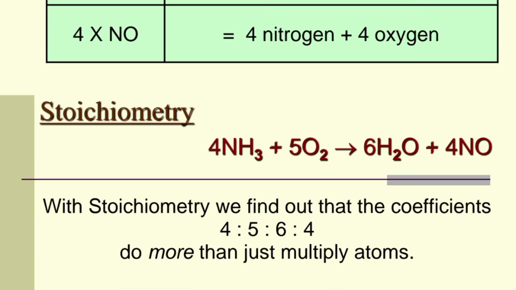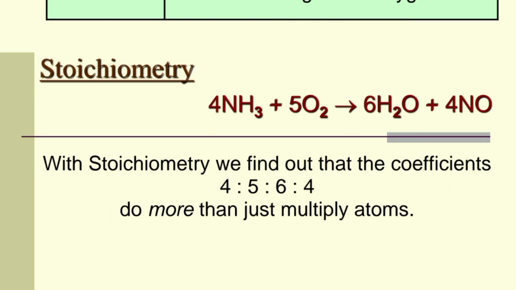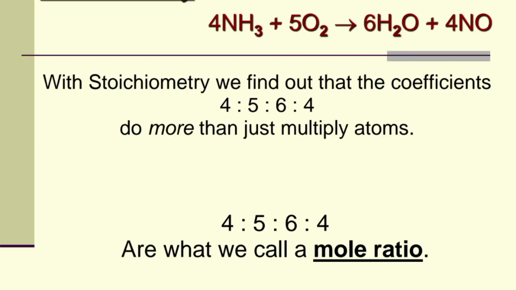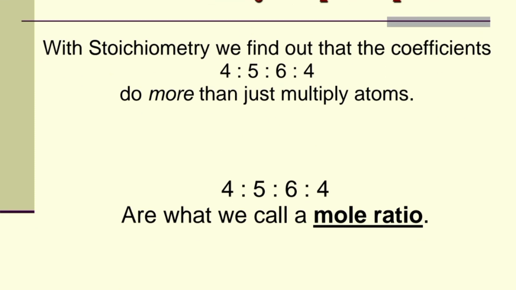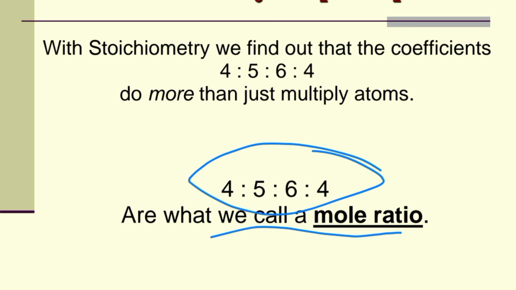With stoichiometry we have to find the coefficients. The coefficients 4, 5, 6 and 4 do more than just multiply numbers, they multiply atoms: 4 multiplied by N, 4 multiplied by H3, 5 multiplied by O2, like this. These are what we call the mole ratio. This is the mole ratio of the equation: a 4:5 ratio or proportion, and you can use 6:4. These are the molar ratios of this equation.